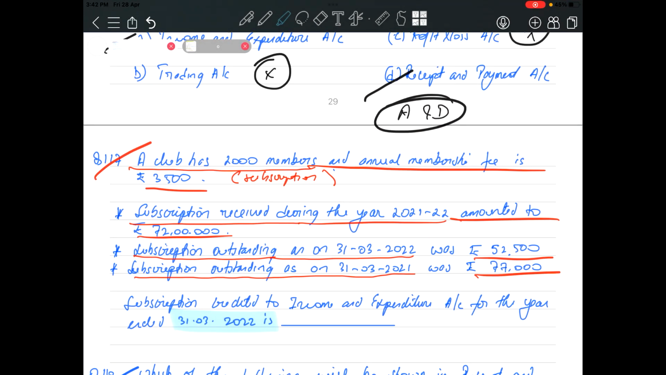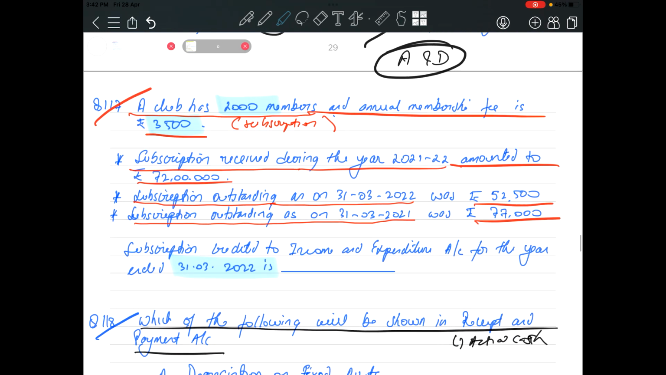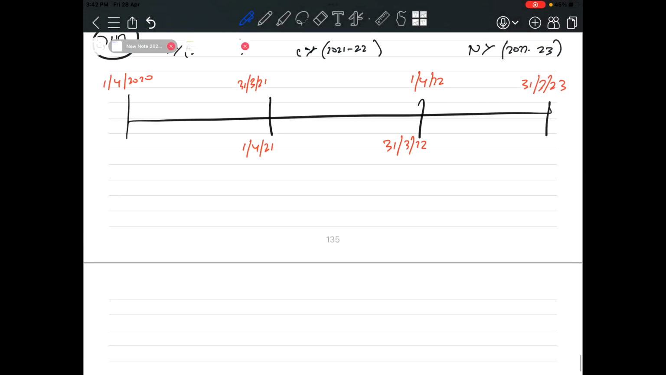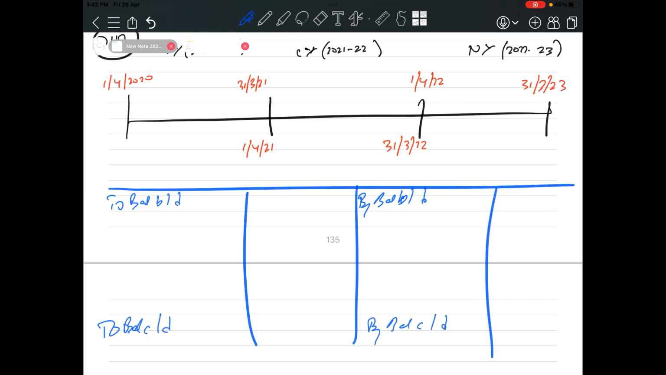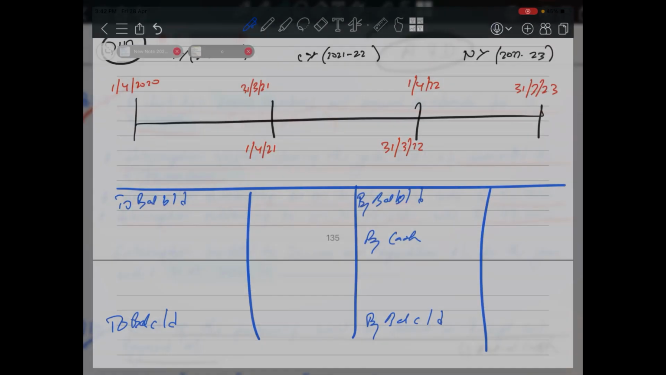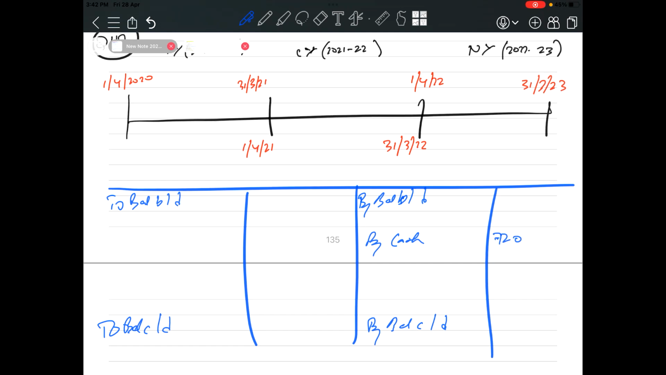Now see what's the question saying. A club has 2000 members paying 3,500 each. Subscription received during the year amounted to 72 lakhs. Now we have received subscription, right? Now if we have to prepare subscription account, the asset will come here. To balance c/d, by balance c/d. We have received, so it will come here. Cash account. How much we have received? We have received 72 lakhs.